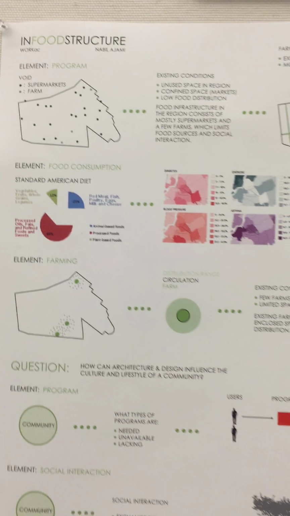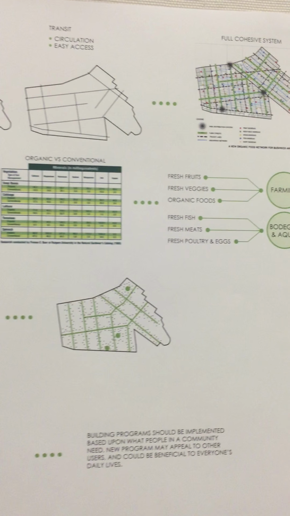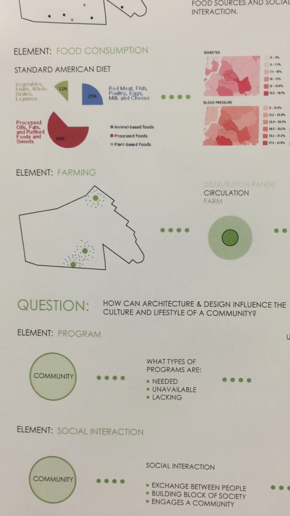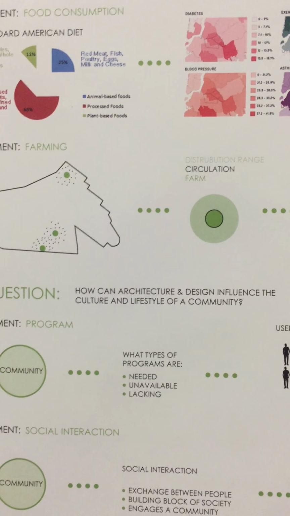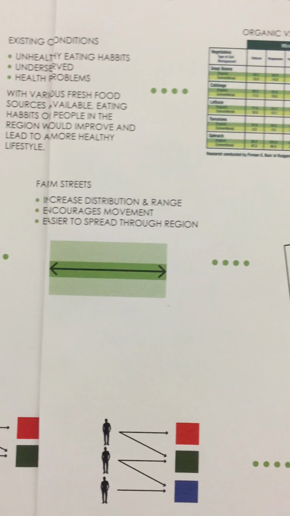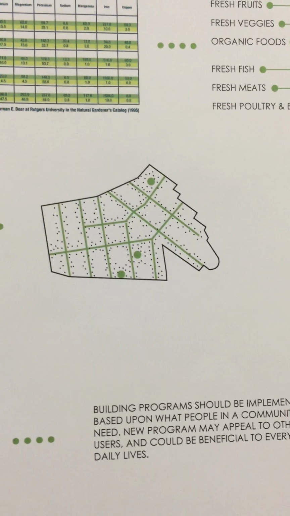And then looking at food consumption, same stuff that we talked about, how food diets affect your health, and how that translates into farming. And then I looked at farming itself and how existing farms are kind of central and limiting. They act as a confined space, like a market, versus farm streets, which are linear and encourage movement, and it makes it easier to spread throughout the region.